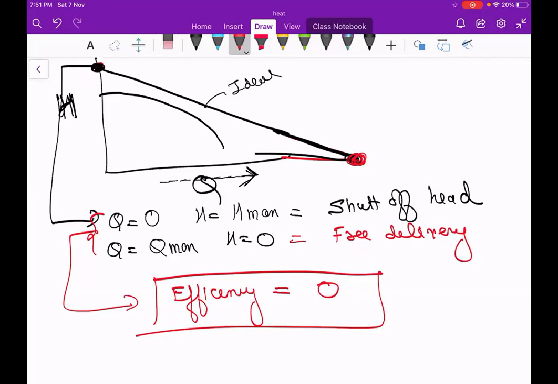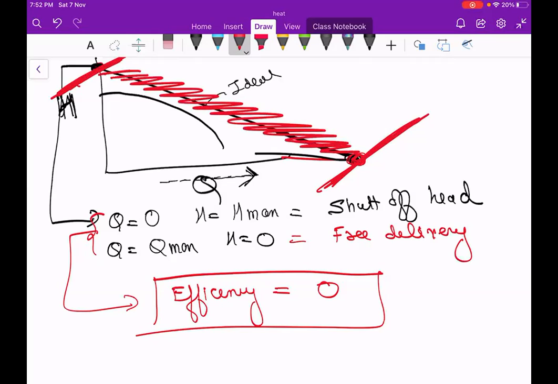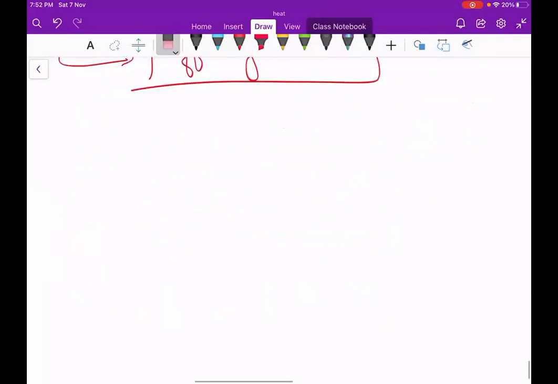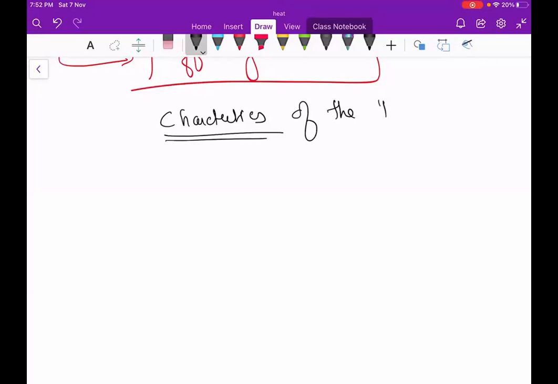So this gives us the idea that our pump will be lying in between these two points. Where it will be lying depends upon the characteristic curves of the pump, which we are going to see in tomorrow's lecture.